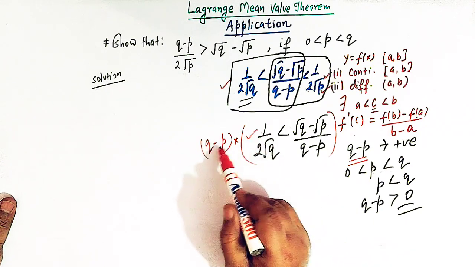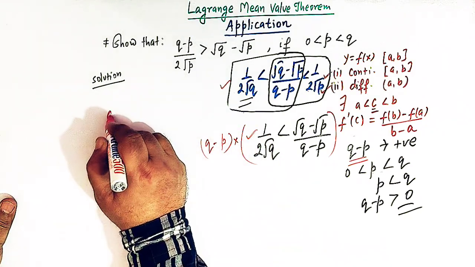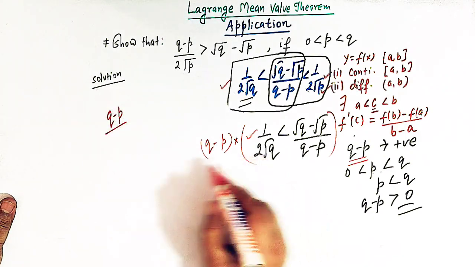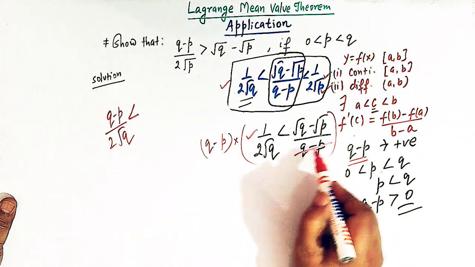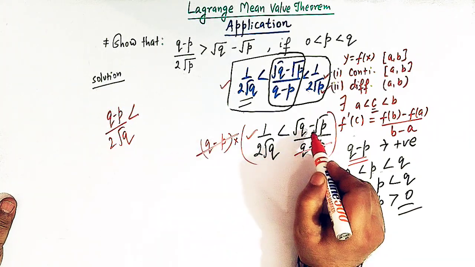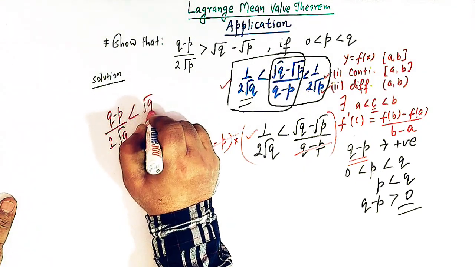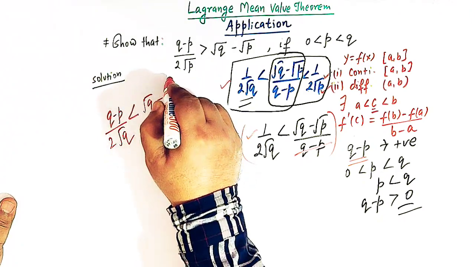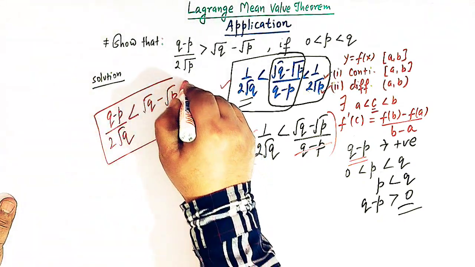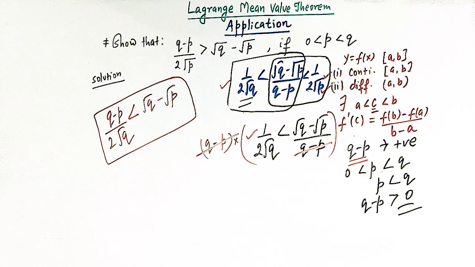So here we have Q minus P times 1 is Q minus P, and here we have 2 times square root of Q, and here this term gets cancelled with this one, so we have simply square root of Q minus square root of P, right? So this is another inequality, right? So this is how, by making use of the concept of Lagrange's mean value theorem, we can establish these kinds of inequalities.